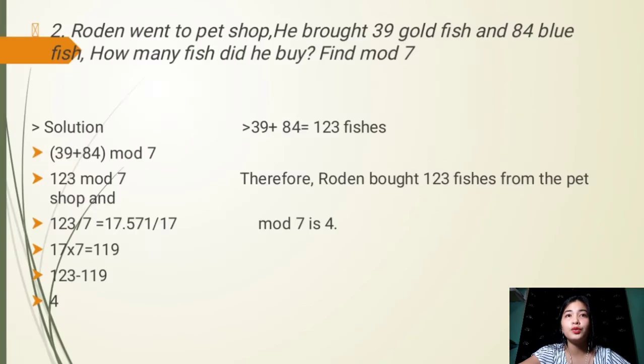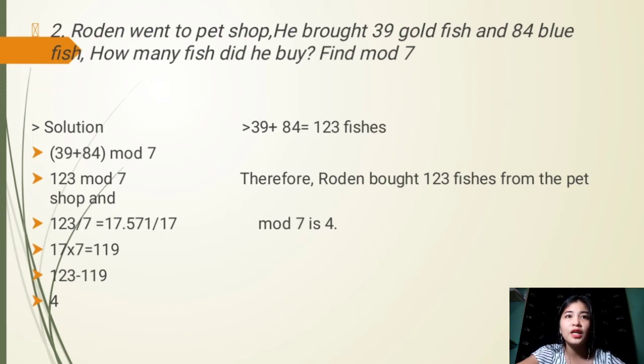In number 2, let's read. Rodden went to the pet shop. He bought 39 goldfish and 84 bluefish. How many fish did he buy? Let's find mod 7. Here in number 2, the given numbers were 39 and 84, and we will find the mod 7. 39 plus 84 mod 7 is the given formula. So 39 plus 84 is equal to 123, and just copy the mod 7.